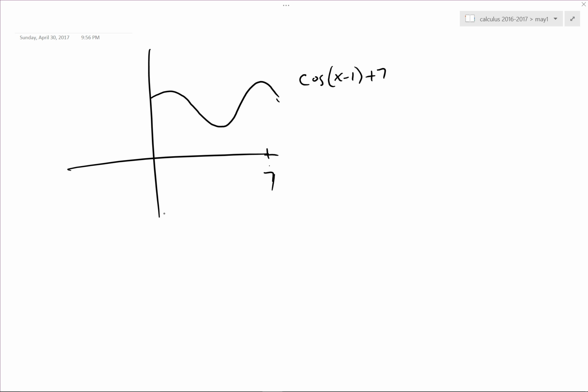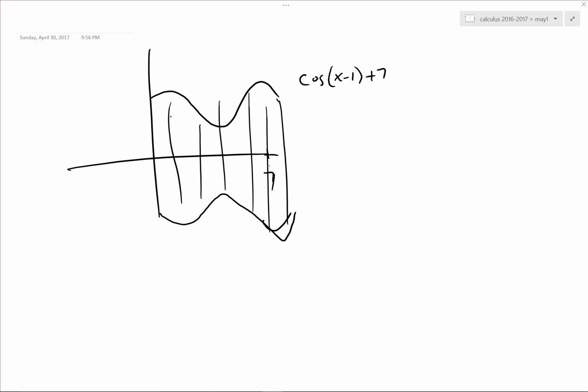Let's do cosine of x minus 1 plus 7, and let's go from 0 to 7. So we're going to wrap that around, something like this. We're chopping it in the dx fashion again, so it's pi times the integral from 0 to 7 of cosine x minus 1 plus 7 squared dx.